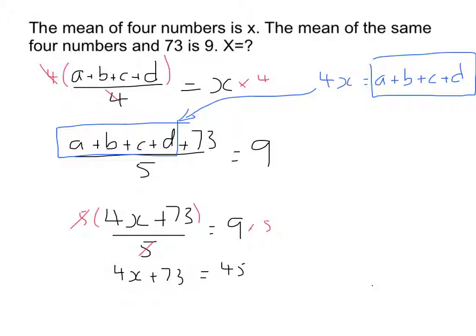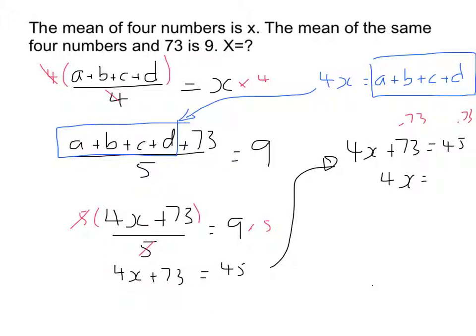Now I'm running out of space here, so I'm just going to flick this up to here. 4x plus 73 equals 45. Next we want to take away 73 from both sides, and that will leave us with 4x is equal to 45 take away 73, which is negative 32. And then if we divide both sides by 4, that cancels that 4 down, leaves us with x will be equal to negative 8.